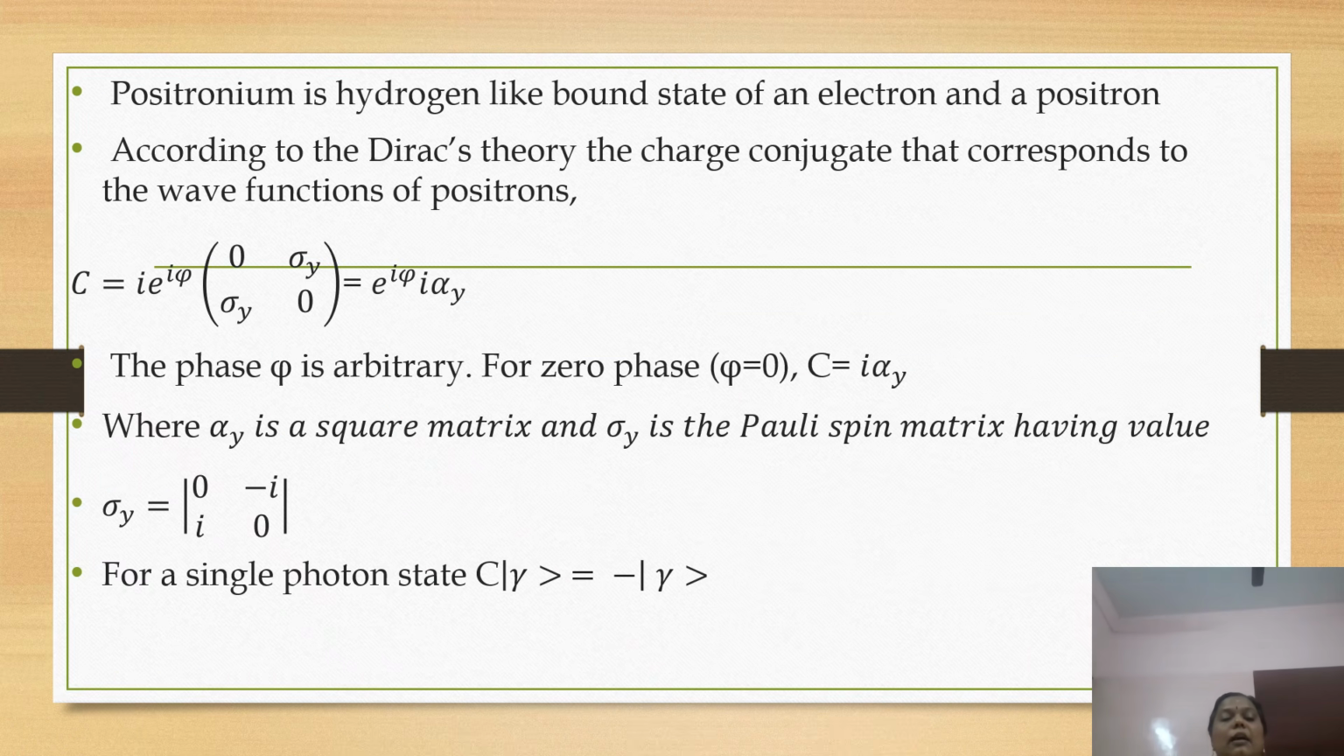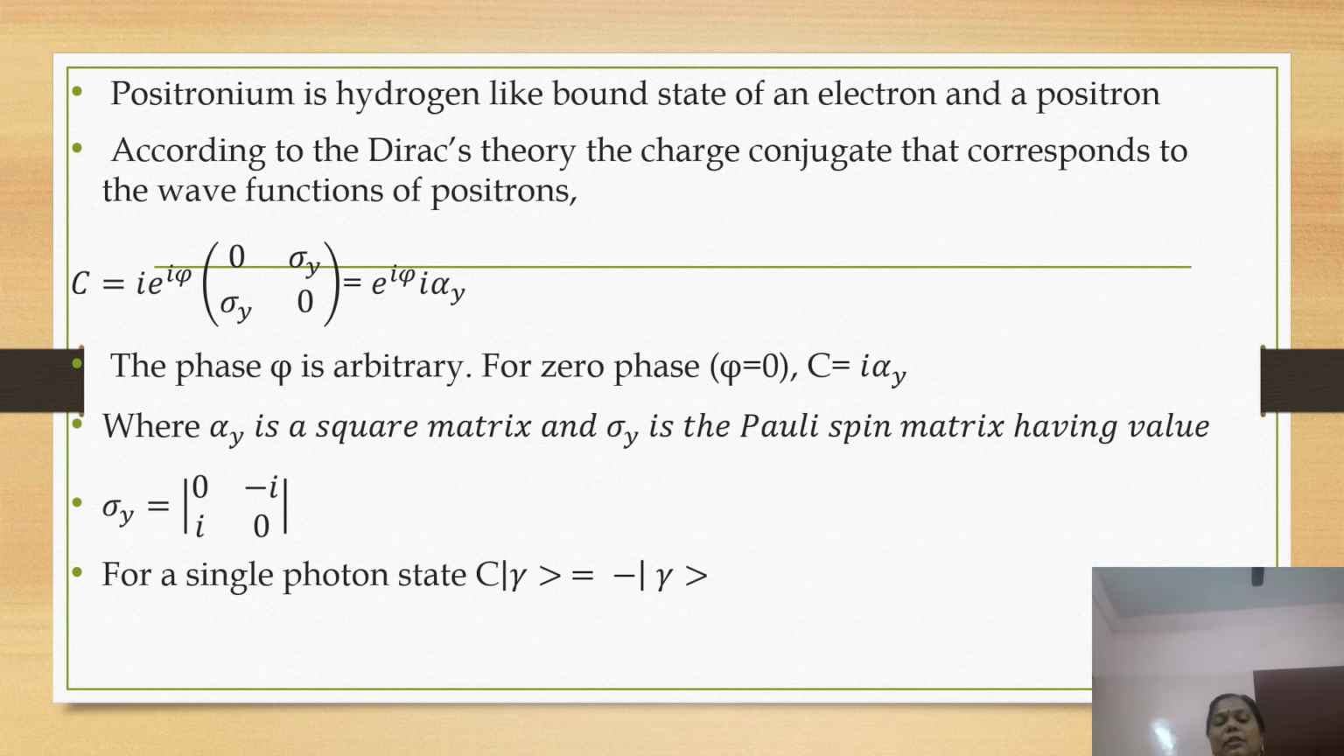So here, according to Dirac's theory, the charge conjugate that corresponds to the wave functions of the positrons is given by C equal to e power i alpha, i phi, i alpha y. What is phi? Phi is an arbitrary function. If the phase is 0, then phi is equal to 0. In that case, the value of C will be reduced to i times alpha y.